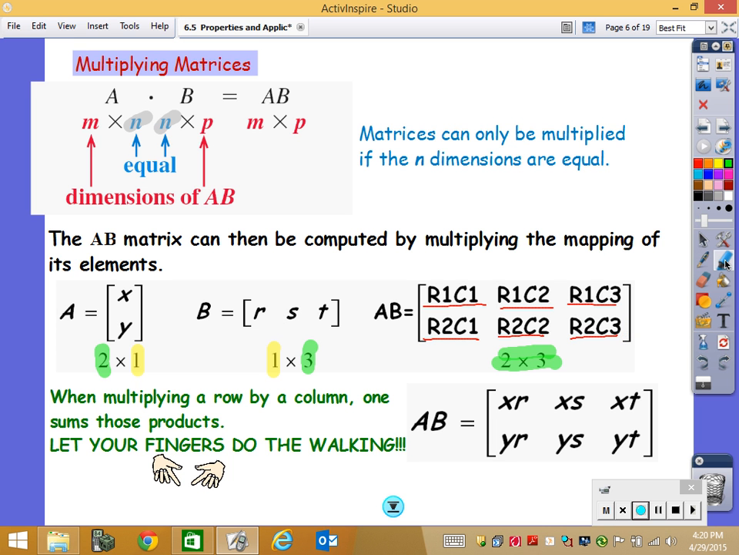So then I must take row 1 by column 1 when I'm filling in my first blank. Row 1 by column 1, XR. Next, row 1 by column 2, XS. Next, row 1 by column 3, XT. Row 2, column 1. Row 2.